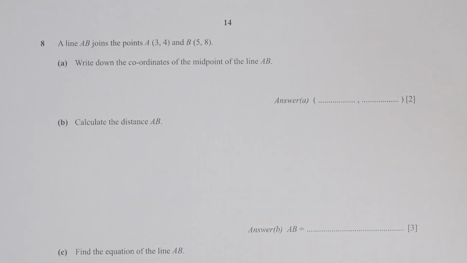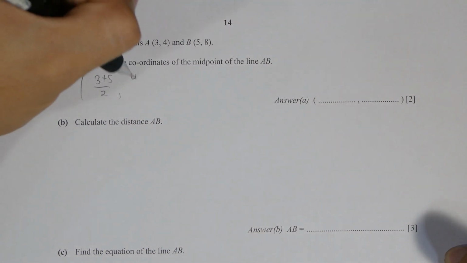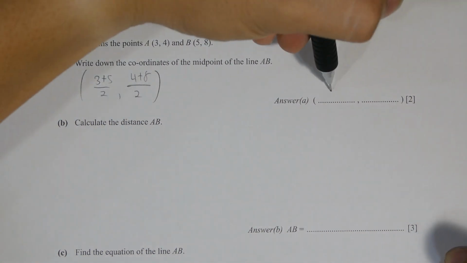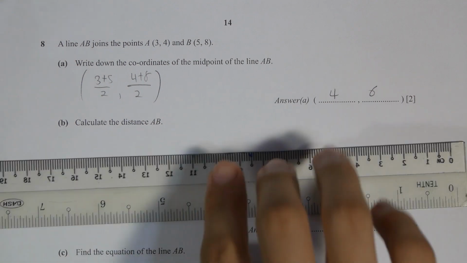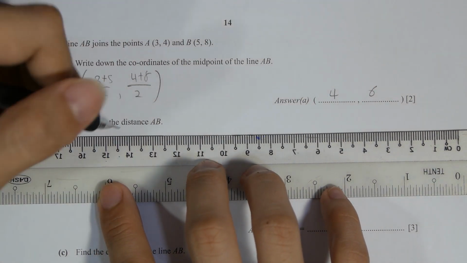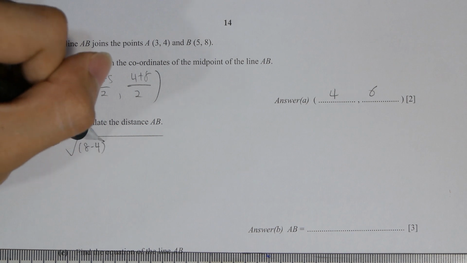Question number 8. Okay, so write down the coordinates of the midpoint of line AB. So 3 plus 5 divided by 2, 4 plus 8 divided by 2. So the respective coordinate will be 4, 6. For part B, run the distance formula. Then you will get it as 4.47.